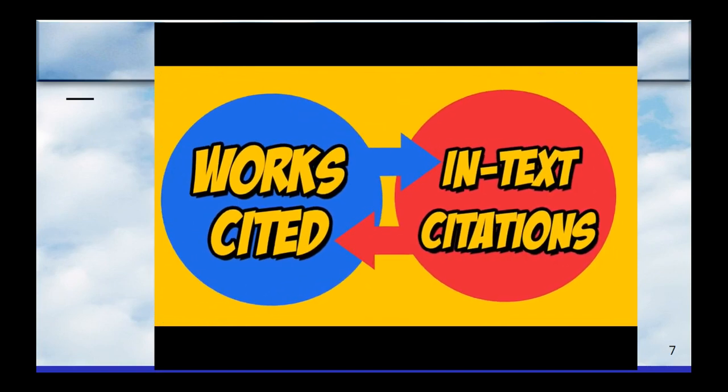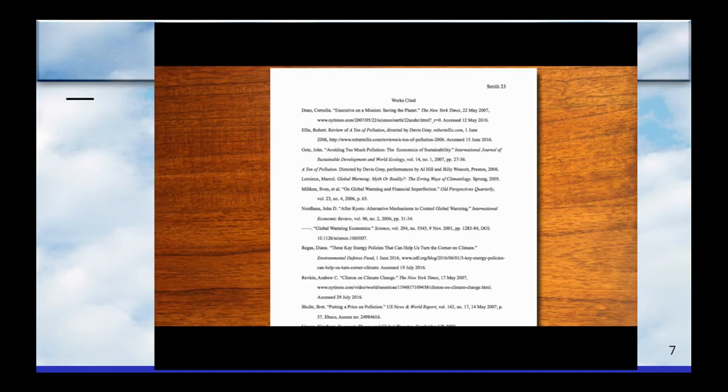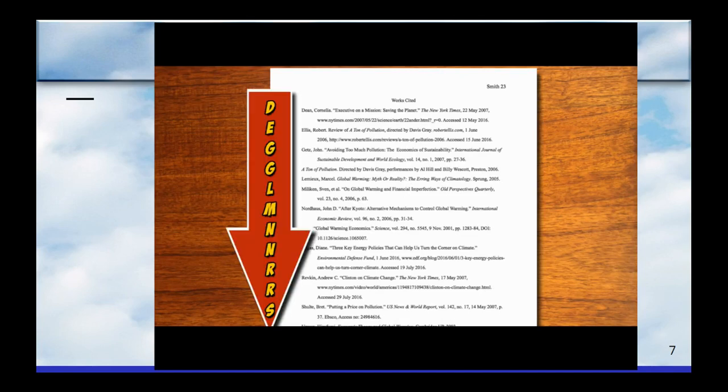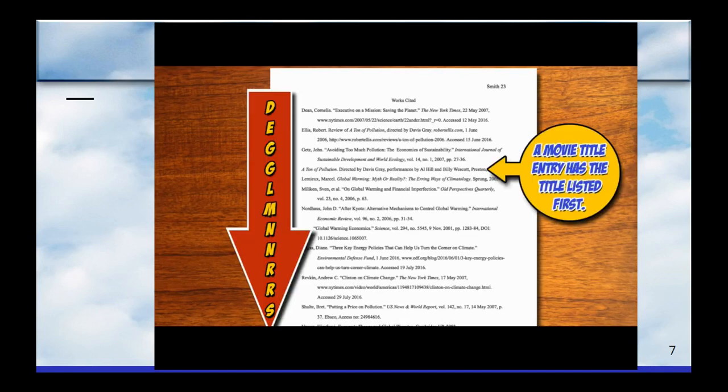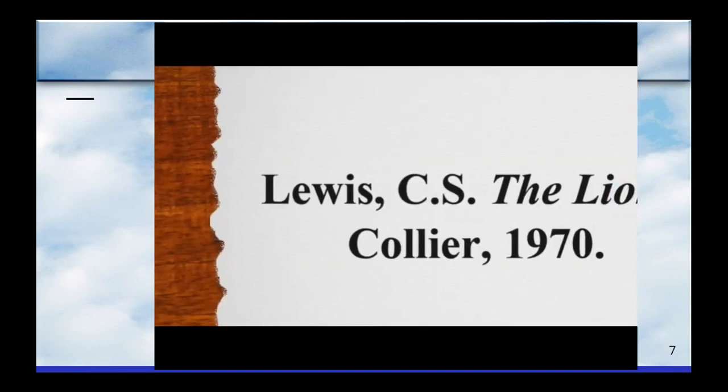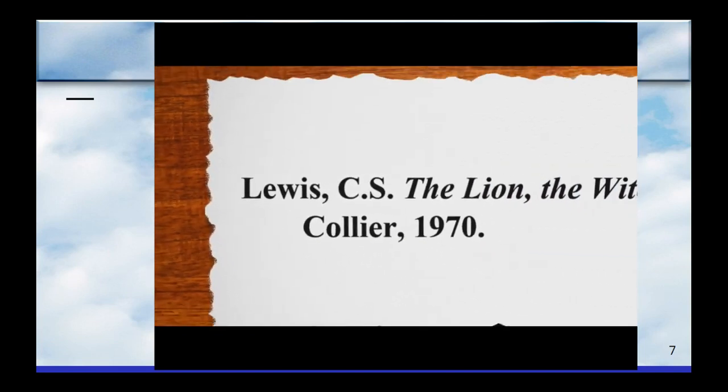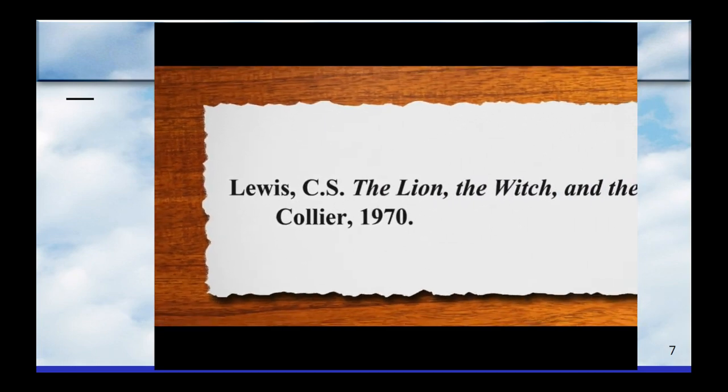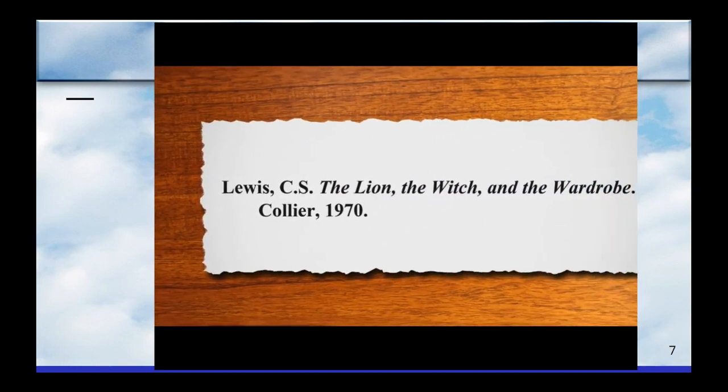Let's zoom in and take a closer look. You're going to notice right away that everything is listed alphabetically. If we were to take a closer look at a single entry, this is what it might look like. As an example, we're going to use C.S. Lewis's The Lion, the Witch, and the Wardrobe.